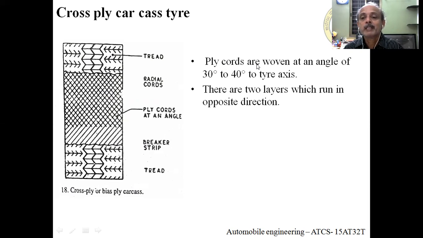What is important is that the ply cords are woven at an angle of 30 to 40 degrees to the tire axis. You can see the angle there. There are two layers which run in opposite directions. One is in this direction, and one is in this direction. That is called cross ply, opposite directions. It is a very simple construction. The ply cords are woven at 30 to 40 degrees to the tire axis, with two layers running in opposite directions. That is why it is called cross ply.